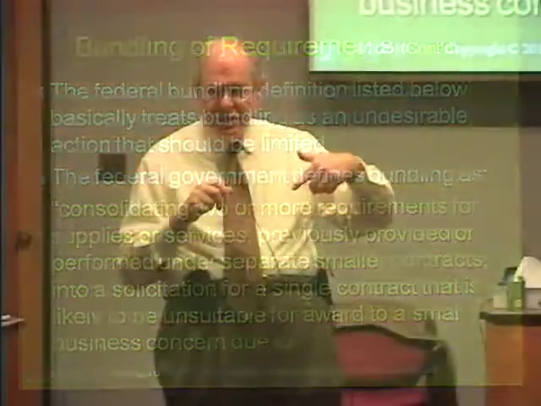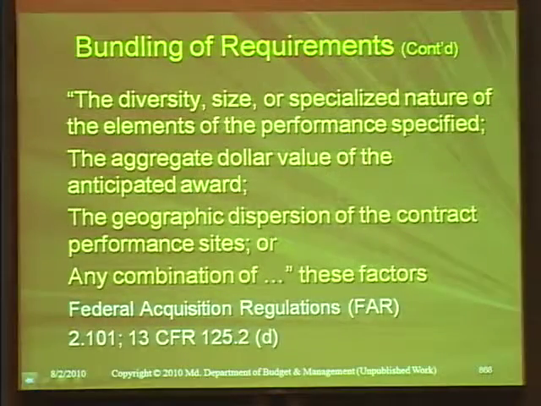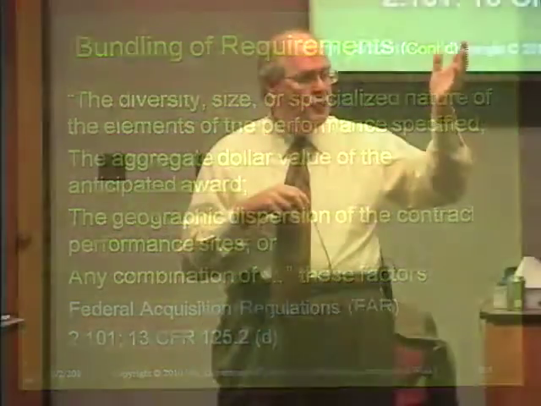So the emphasis is you're taking something that used to be one activity under one contract, another activity under a separate contract, putting them together, and the determination is that by doing that, you probably will not have small businesses respond to that solicitation due to the diversity, size, or specialized nature of the elements of the performance specified, the aggregate dollar value of the anticipated award, the geographic dispersion of the contract performance sites, or any combination. So that's what the feds say. If it falls into this, it's bundling, and you're not supposed to bundle.